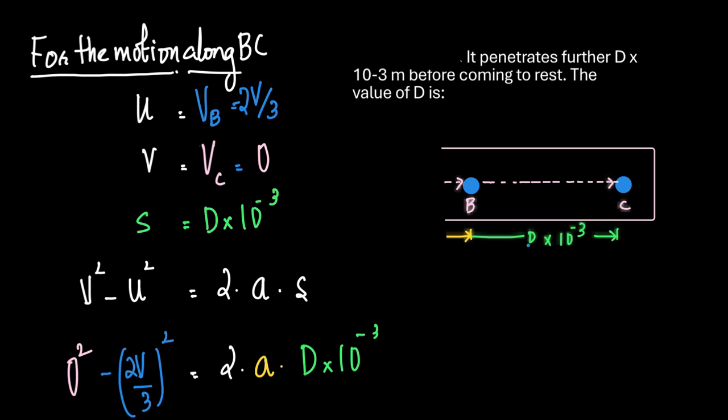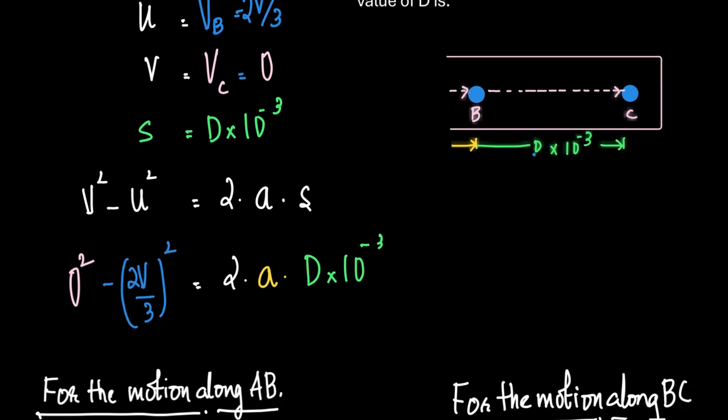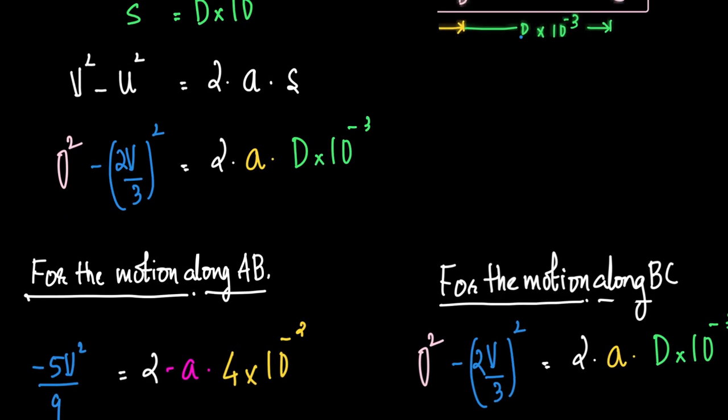U is the initial velocity, which is the velocity at B. V is the final velocity, which is the velocity at C. It penetrates further before coming to rest, which means the velocity at C should be equal to 0. The velocity at B, according to the motion along AB, was 2V by 3. Now it is given in the question that it travels D into 10 to the power minus 3. So V square minus U square: V square is 0 square, U square is 2V by 3 the whole square, and S is equal to D into 10 to the power minus 3.